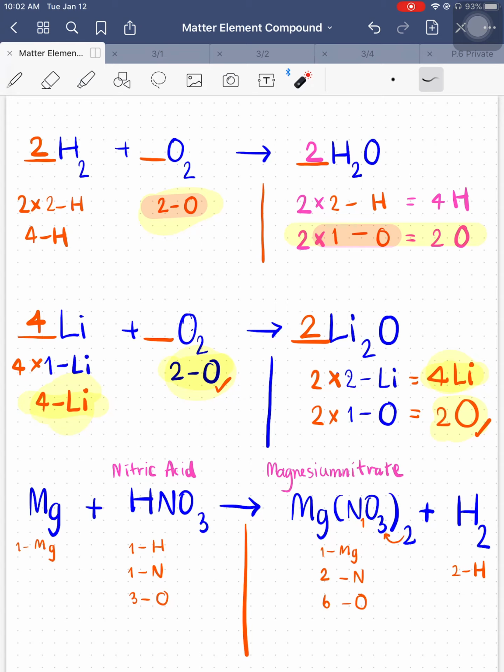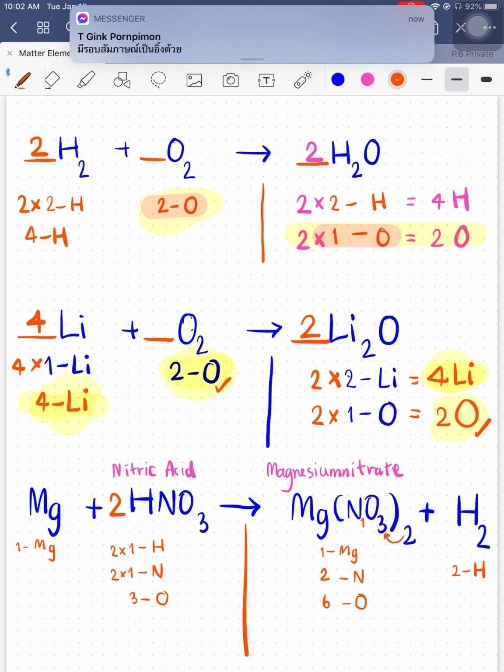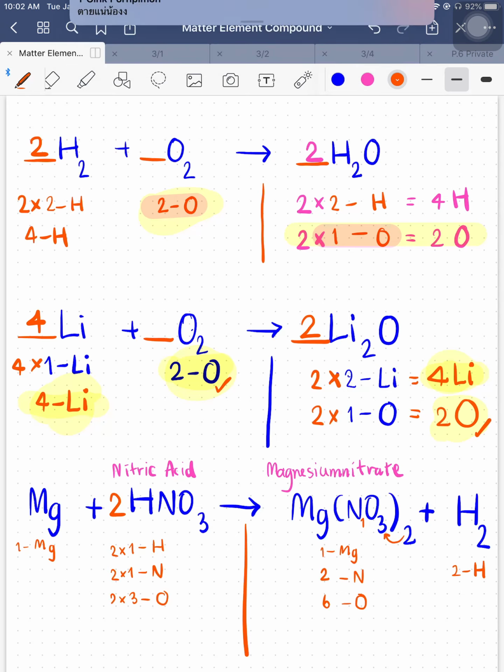What should we do? This one has 2 hydrogen, so you have to make it equal. I put number 2 in front of the nitric acid. If I put 2 in front of nitric acid, every single one in this has to be times 2. It will be 2 hydrogen, 2 nitrogen, and 6 oxygen.